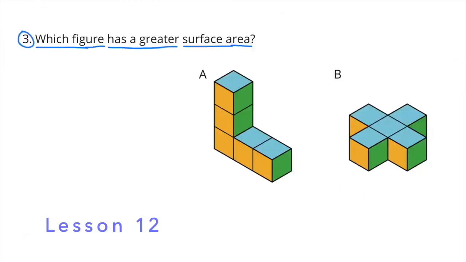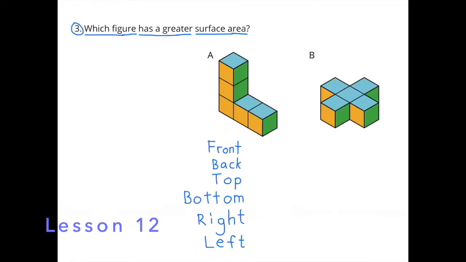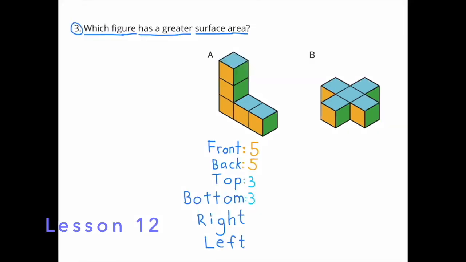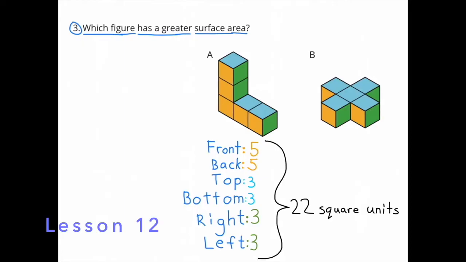Number 3. Which figure has a greater surface area? Figure A has a front, a back, a top, a bottom, a right, and a left. The front and the back each have a surface area of 5 square units. The top and the bottom each have a surface area of 3 square units. And the right and the left sides each have a surface area of 3 square units. All combined, figure A has a total surface area of 22 square units.